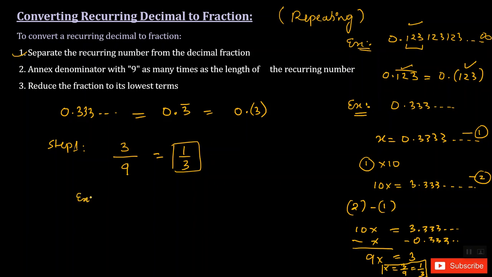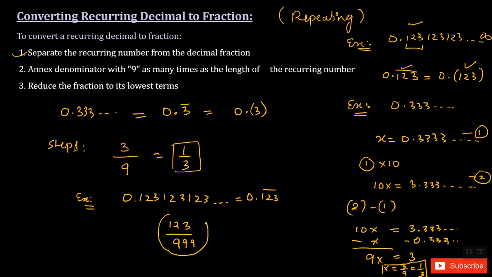If I have another example, say 0.123 and so on, or I can write 0.123 bar. It means after the decimal point there are 3 digits repeating. So how do we follow the shortcut? Take down this same number, that is 1 2 3, and we know that after the decimal point 3 digits are repeating, so you write three 9s under 1 2 3. So 0.123 bar is equivalent to 123 over 999, that's 999 as the fractional equivalent.